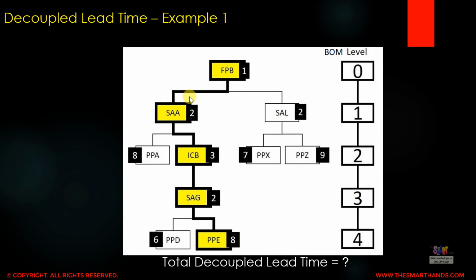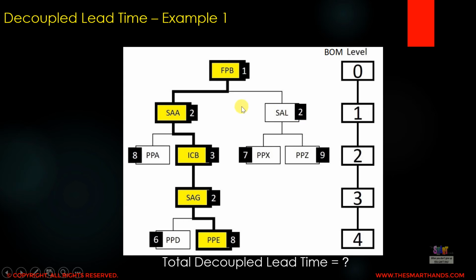So okay, let's look at this example. For the decoupled lead time, you can see, for example, here you have a product called FPB. It's made from different semi-finished goods, say SAA and SAL, and there are further semi-finished goods, and at the bottom maybe the raw materials. Now here you can see there are two legs for this one. So FPB is made from SAA and also SAL, and they further have their own BOMs. Now the system is calculating the decoupled lead time as the longest lead time, whether on the left hand side or on the right hand side.